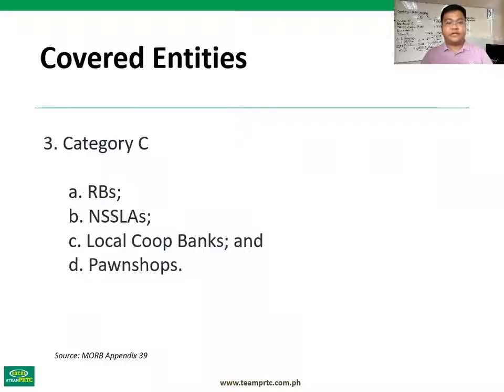Then last one, we have Category C, which includes RBs or rural banks. We also have NSSLAs or non-stock savings and loan associations. We have local cooperative banks and pawn shops. So even pawn shops are included in the jurisdiction of the BSP or Bangko Sentral ng Pilipinas. Consequently, this categorization of the covered entities also determines the type of accreditation required for external auditors that will audit the financial statements of these covered entities.